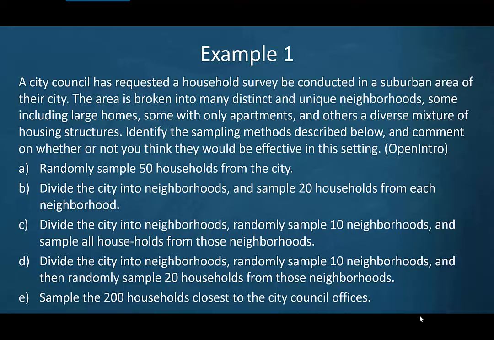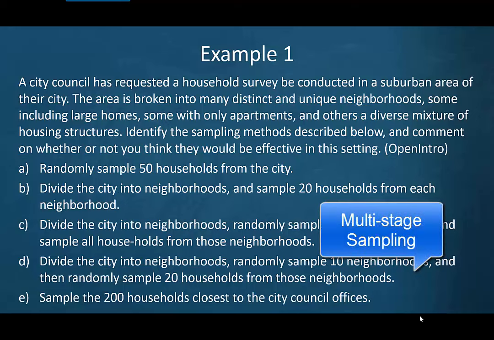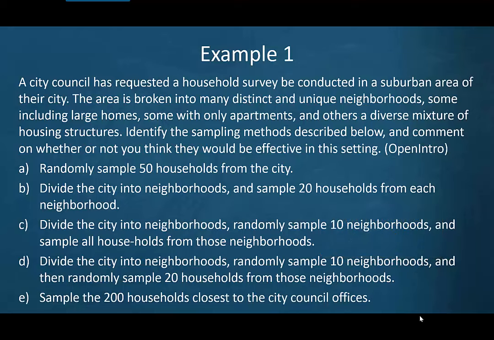Okay, Part D, divide the city into neighborhoods and randomly sample 10 neighborhoods and then randomly sample 20 households from those neighborhoods. We didn't cover this one in the 4 main ones. This is called multi-stage sampling. If you're taking the AP, this does not show up on the AP, but this is multi-stage sampling. So this method, again, is going to suffer from the same issues that we had in the earlier one. So this would not be very good.